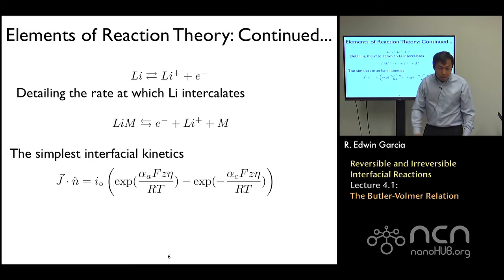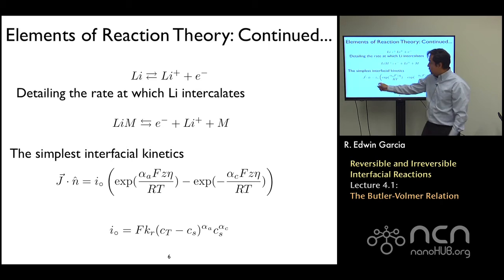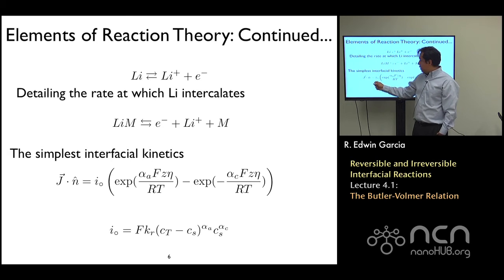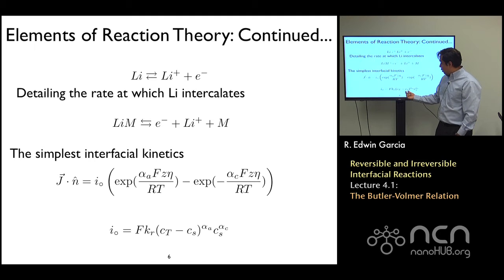Now, what is I naught? I naught corresponds to those terms basically specifying how the concentration at the interface is controlling the reaction. Basically, this prefactor is called an exchange constant. It's not really a constant, it's really a function of the concentration right outside the interface, which is this one, minus the concentration right inside the interface.